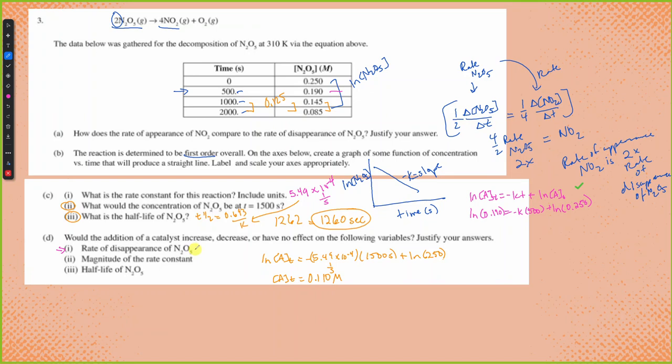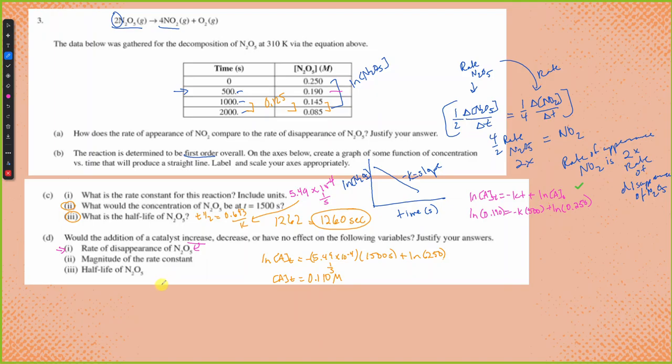I guess it's not going to. Oh, the rate of disappearance, yes, would increase. That's what we're going for. Because it's going to speed up the chemical reaction, because a catalyst does that by lowering the activation energy, so it will go faster, so your reactants will deplete faster.